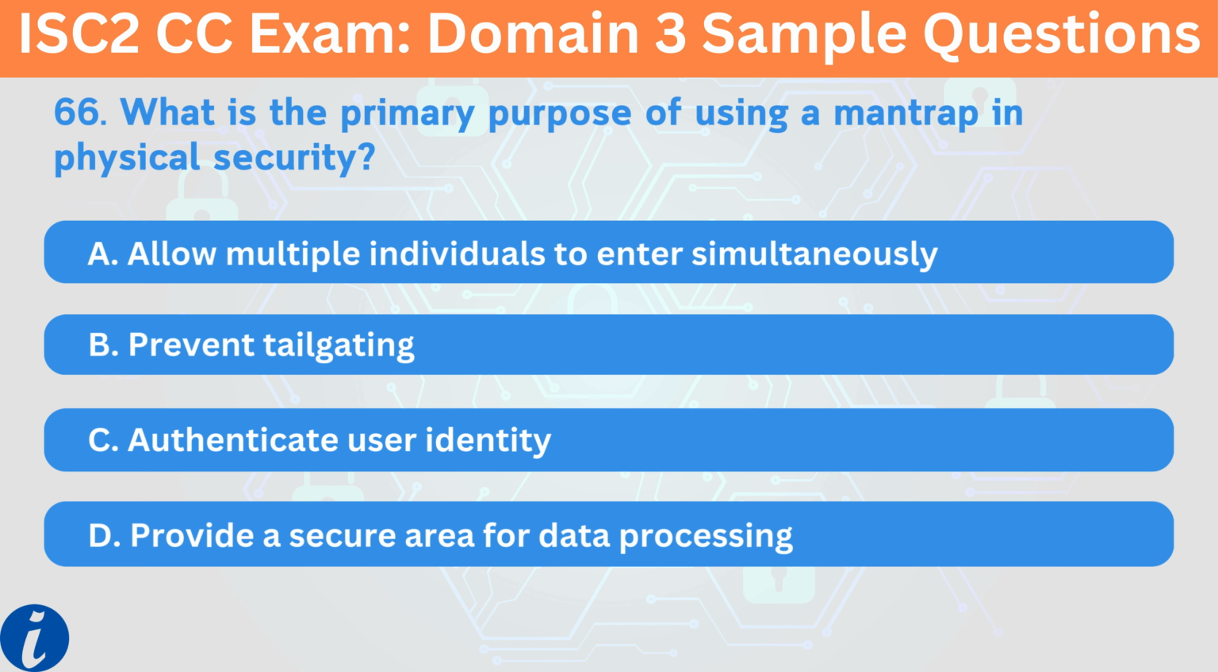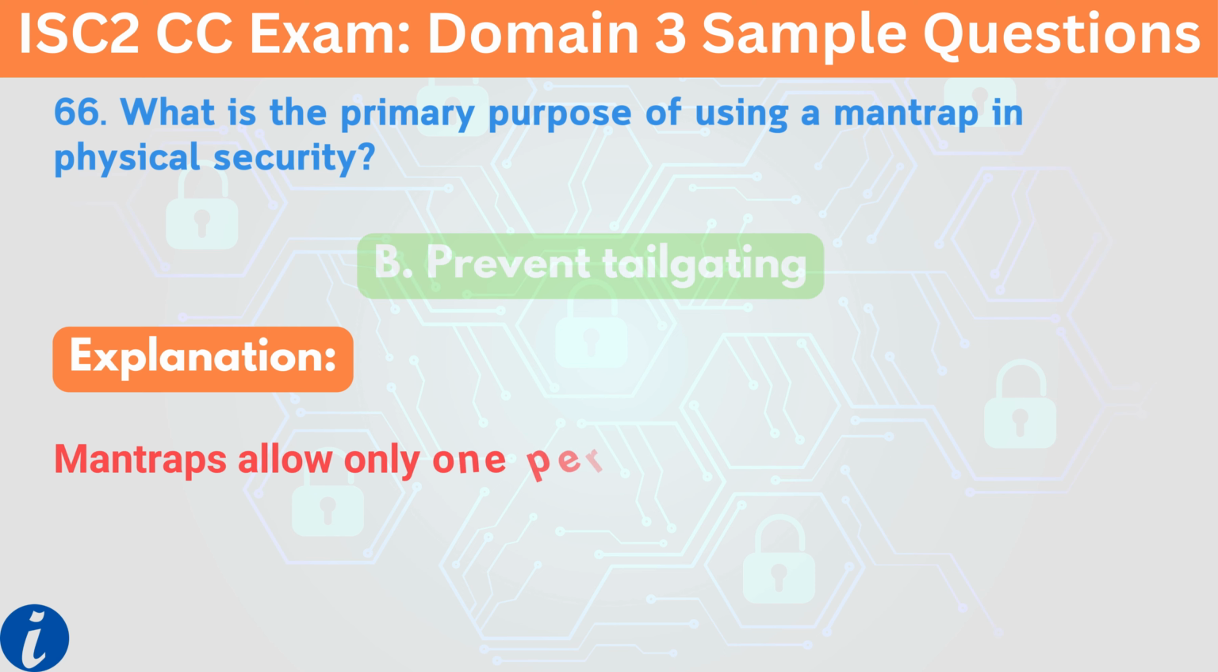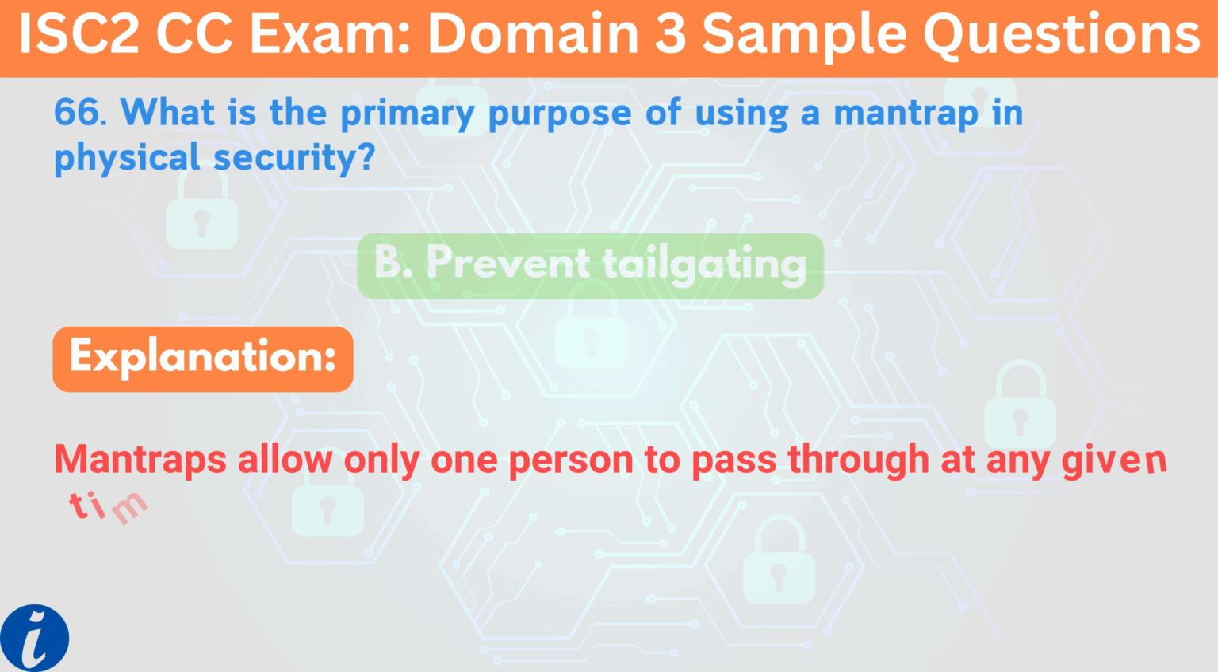66. What is the primary purpose of using a mantrap in physical security? A. Allow multiple individuals to enter simultaneously. B. Prevent tailgating. C. Authenticate user identity. D. Provide a secure area for data processing. The correct answer is B. Prevent tailgating. Explanation: Mantraps allow only one person to pass through at any given time, eliminating tailgating.